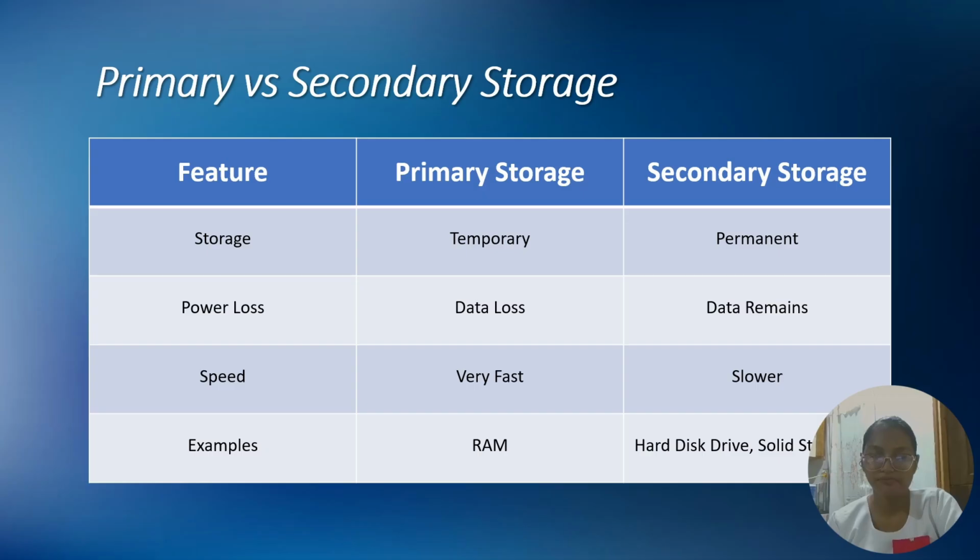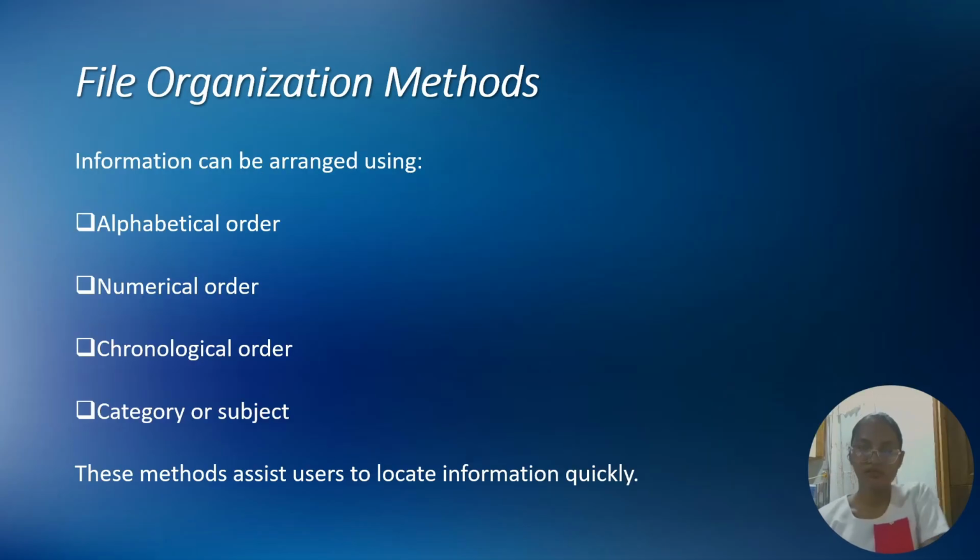Now we will look at file organization methods. So how do we actually arrange these files? As shown here, there are four main methods. First, you have alphabetical, which is like a phone book. Numerical, which is like using ID numbers or codes. Then we have chronological. This is organizing by date and time. And then we have category or subject, which is grouping similar items like financial records or photos. And choosing the right method ensures that retrieval is fast and efficient.